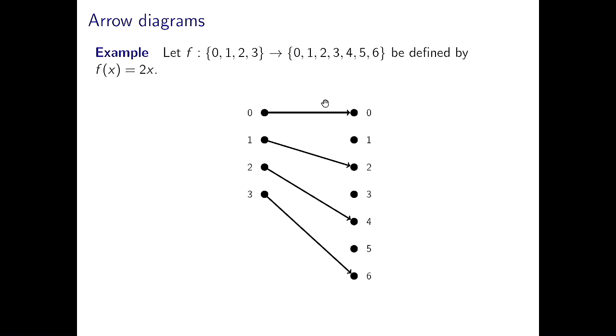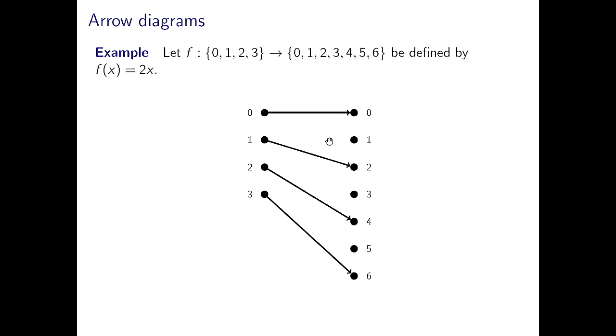Now visually, how can you tell? Well, firstly, what is the image of this function? It's all the things on the right that have arrows pointing into them, right? So the image 0, 2, 4, 6 is just all the stuff that has at least one arrow pointing into it. Even if something had 3 arrows pointing into it, it's still in the image. Of course, it's only in the image once because it's just a set.